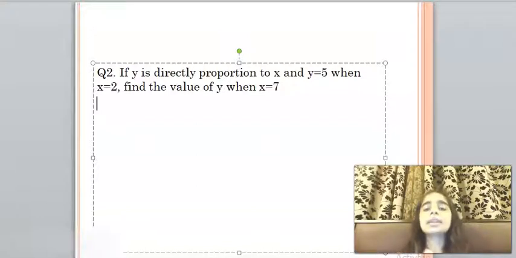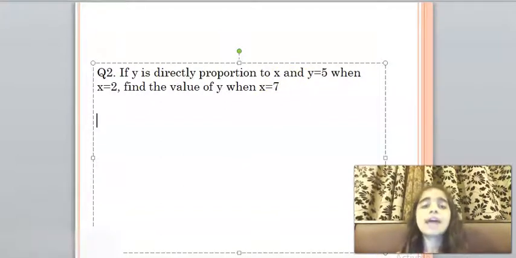Or the second method is you can use the unitary method. So now it's totally up to you. Here, the unitary method will be more feasible. Why? Because we do not need to find the value of k. So we can easily use the unitary method and find the answer.